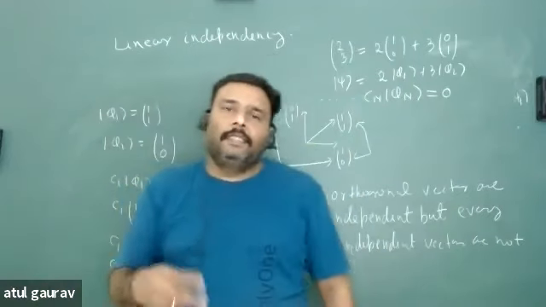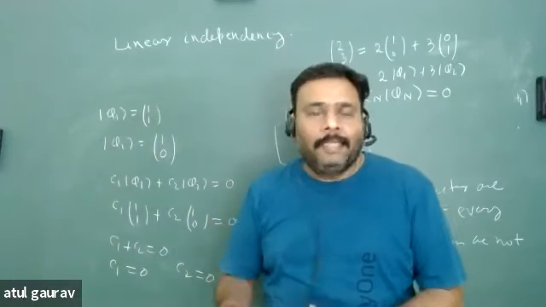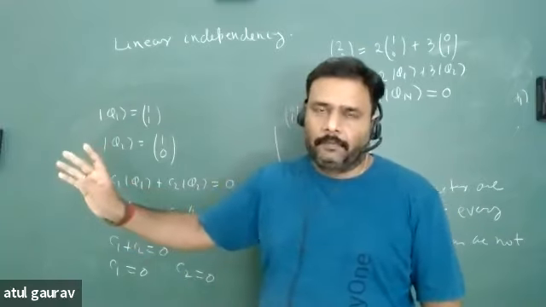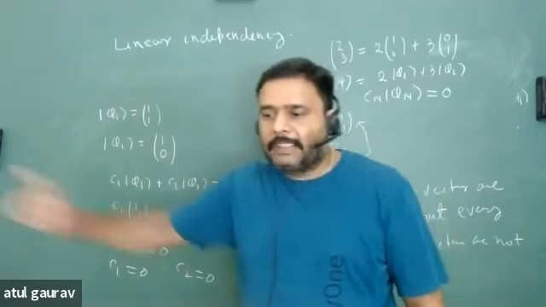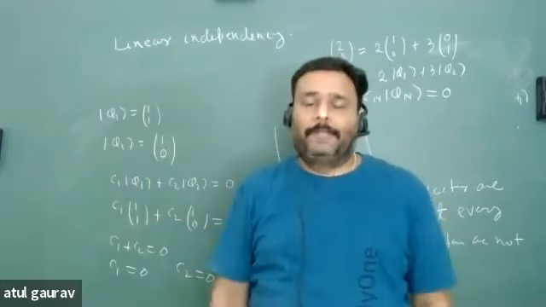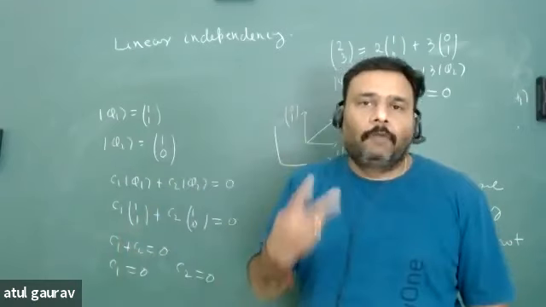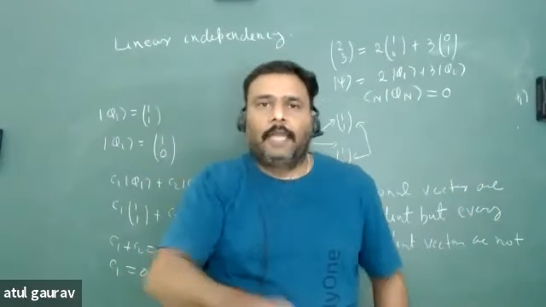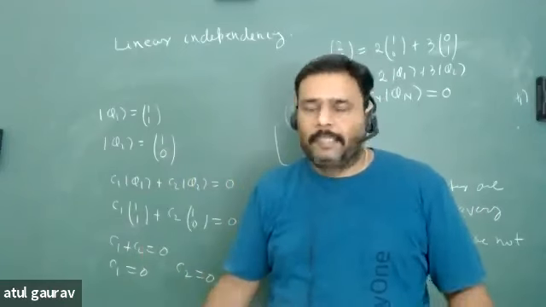So orthogonality will serve two purposes. Linear independence will serve only one purpose, that it is only linearly independent. It may be orthogonal, it may not be orthogonal. But if vectors are orthogonal, then they must always be linearly independent. So if you are getting orthogonal vectors, then you will also get linearly independent vectors. And normalization is a very simple thing. You can normalize any vector with the normalization condition.